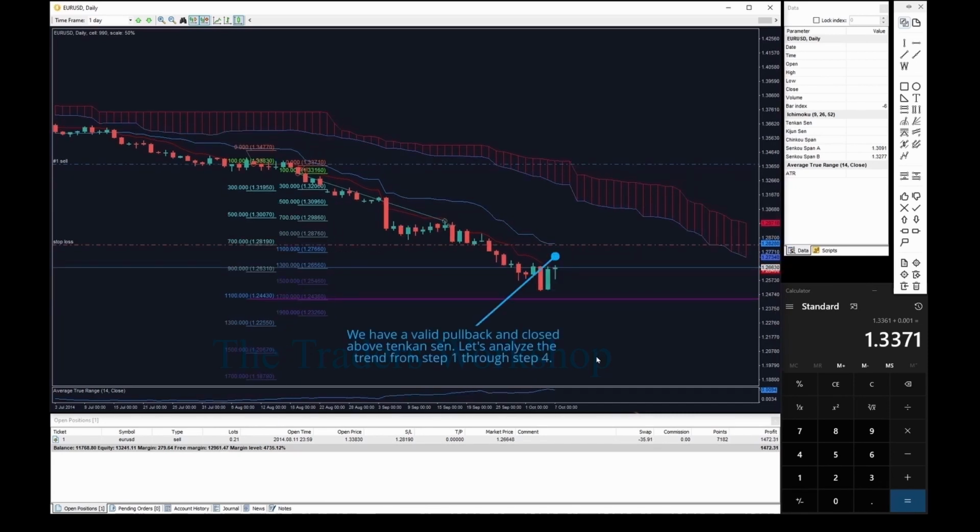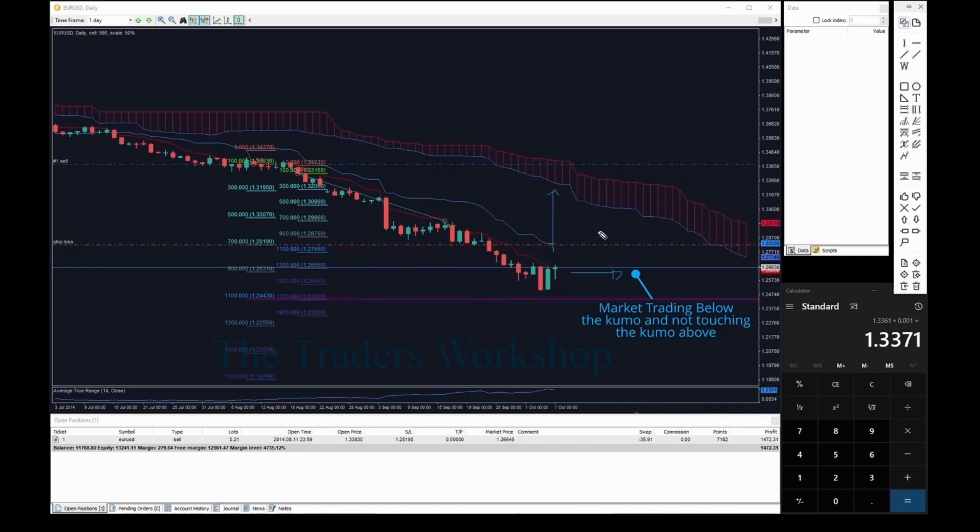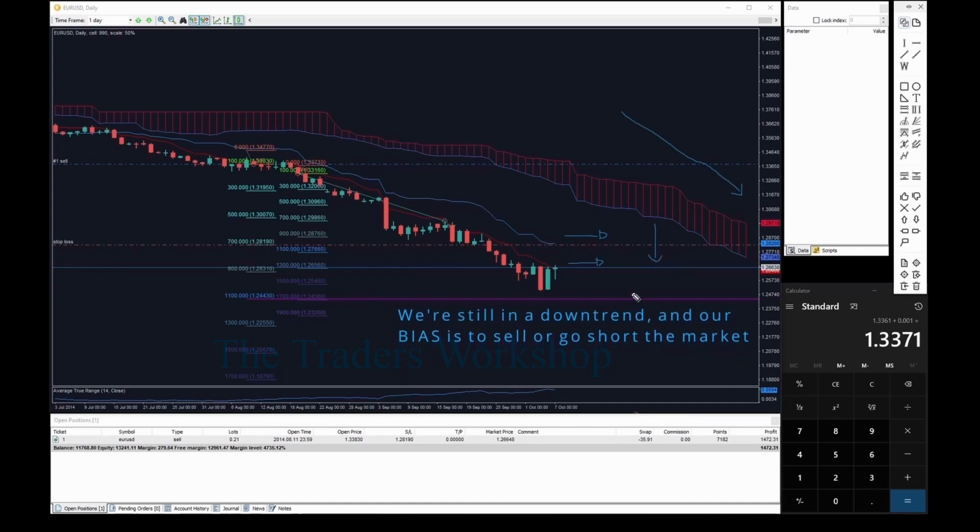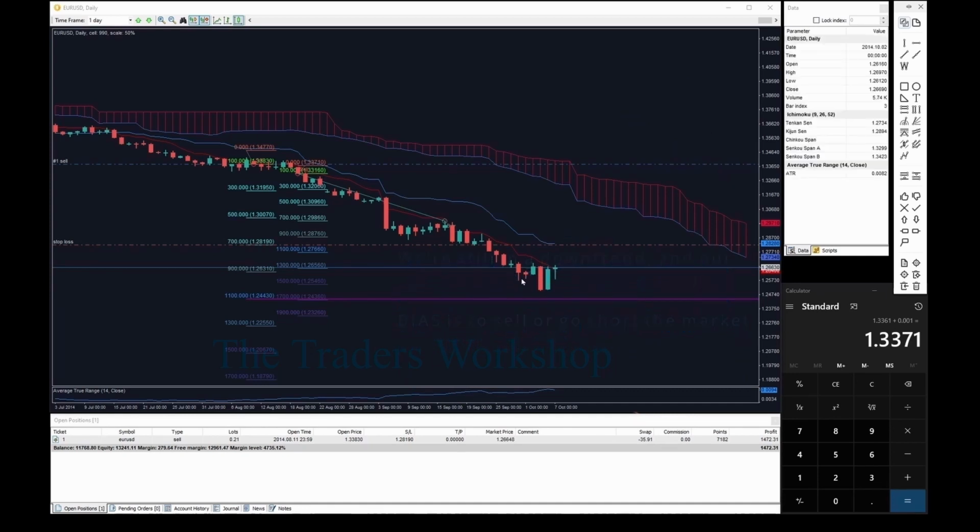As you can see, the market pulled back, all the way above Tenkan-sen. Here we have a market that is trading below a bearish Kumo. And this market is not touching the Kumo above. And the Tenkan-sen is still below the Kijun-sen. And we have a confirmed bearish Kumo. From this strategy's perspective, we are in a downtrend, and our bias is to sell or go short the market.